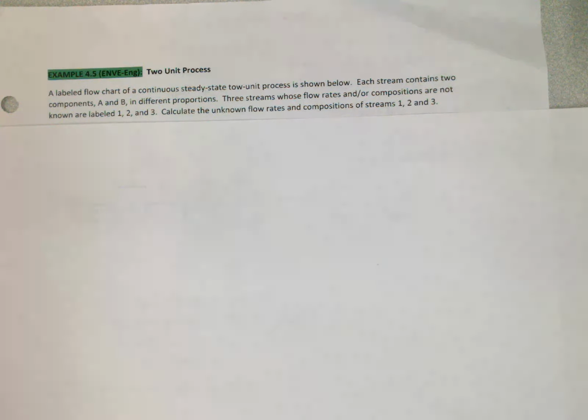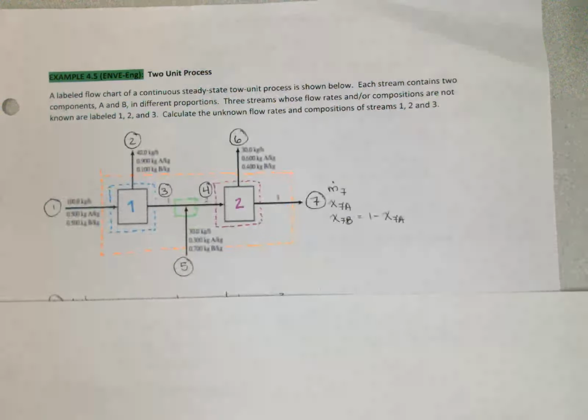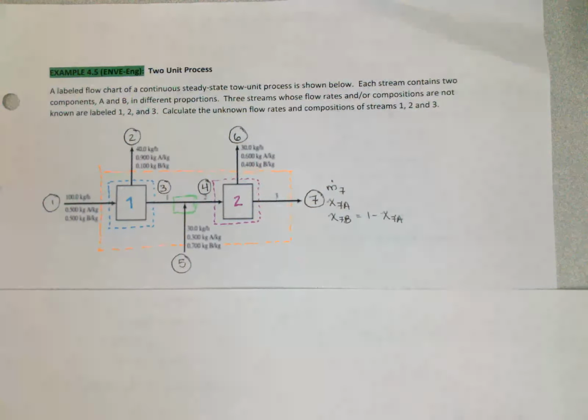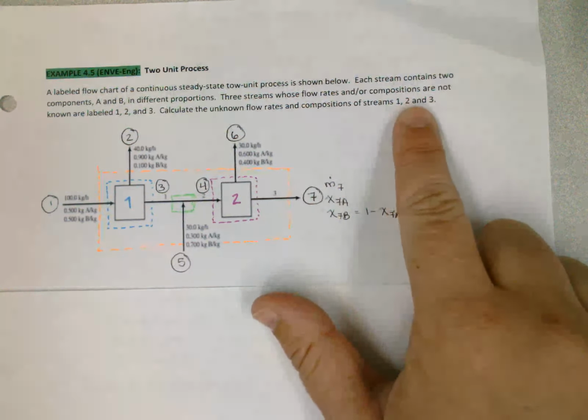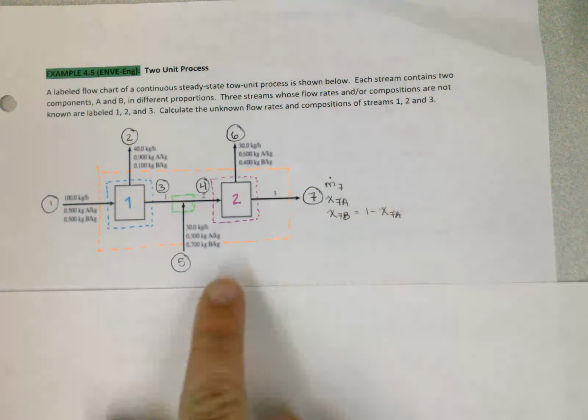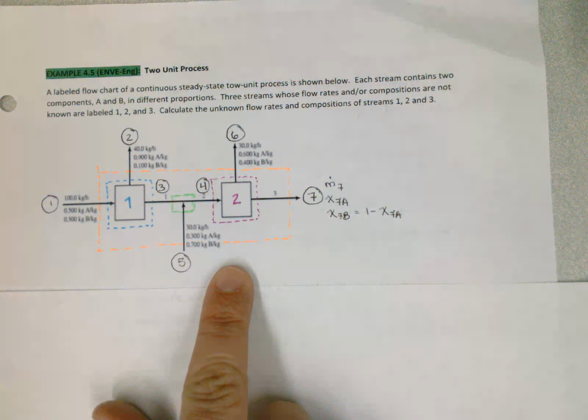We have flow rates and compositions not known, and we want to know the unknown flow rates and compositions of stream 1, 2, and 3. So let's take a look at our flow chart and take a look at things that are labeled. I'm not going to worry about the 1, 2, and 3 up here. I'm going to relabel them so that this is a lot more clear for us.